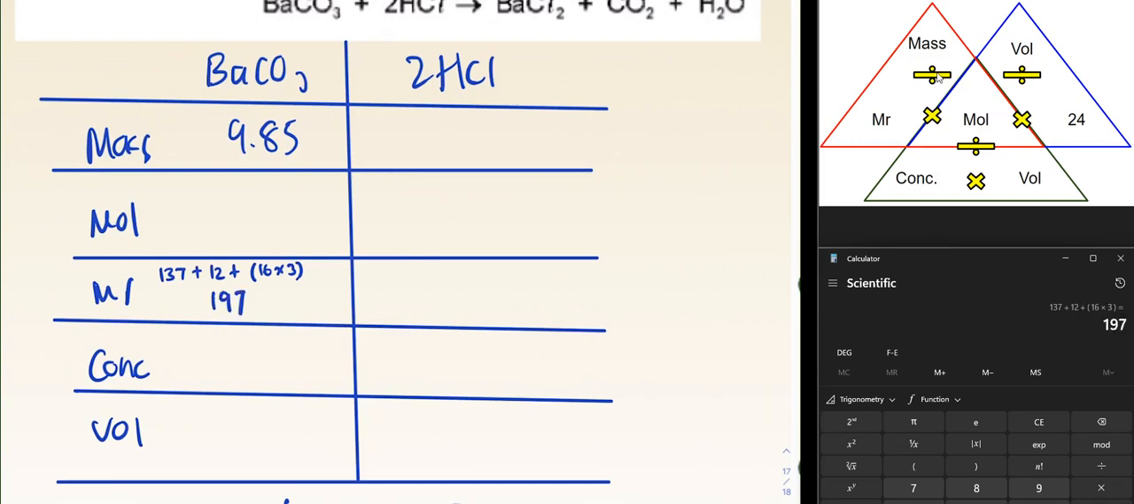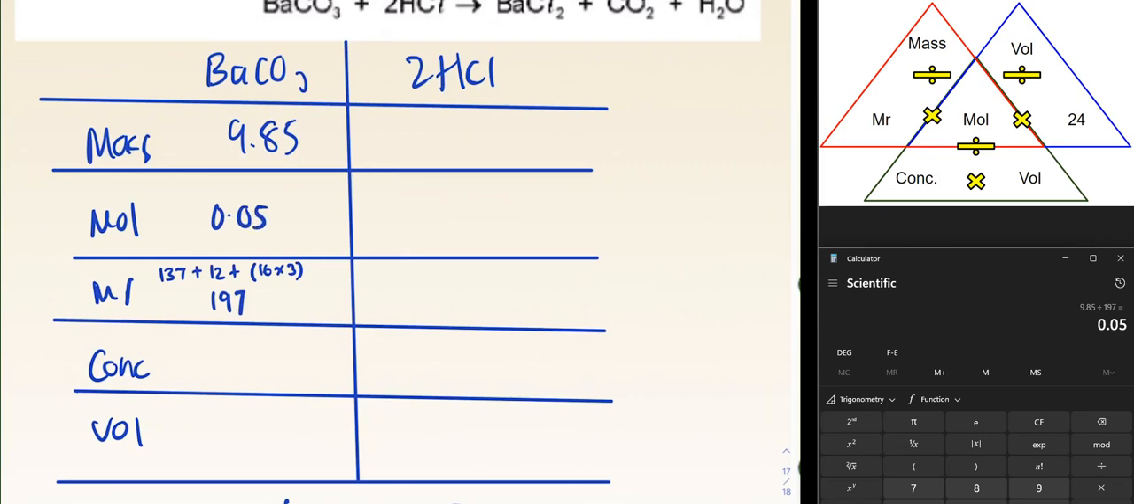So now we've got our mass and we've got our MR. We can now divide the mass by the MR to get the moles. So 9.85 divided by 197 gives us 0.05. So that's how many moles of barium carbonate we've got.